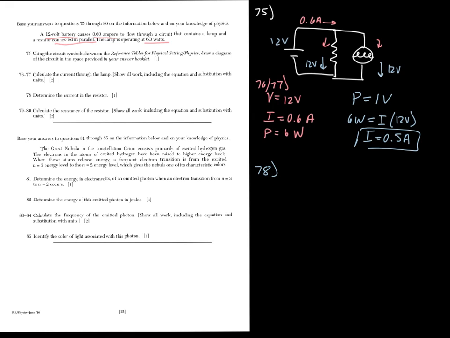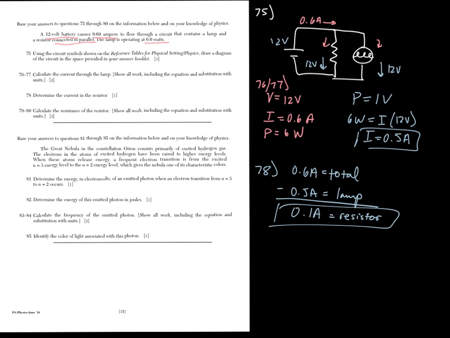78, determine the current in the resistor. That means now we're going to figure out the current through this branch. So we got 0.6 amps equals total before the split. 0.5 amps equals the lamp. So that means, what is our current going through? It has to be 0.1 amps for the resistor. That's our current going through the resistor.